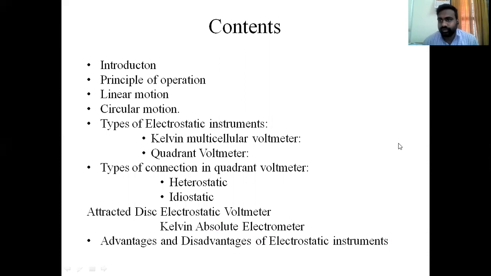So introduction, principle of operation, and we will see again linear motion and circular motion types, and we will see the classification of electrostatic instruments for measuring high voltages, that is, Kelvin multicellular voltmeter and quadrant voltmeter. We will see the types of quadrant voltmeters, that is, heterostatic type and idiostatic type. And next we will discuss attracted disk type electrostatic voltmeters and Kelvin absolute electrostatic voltmeters. So these are all various types.